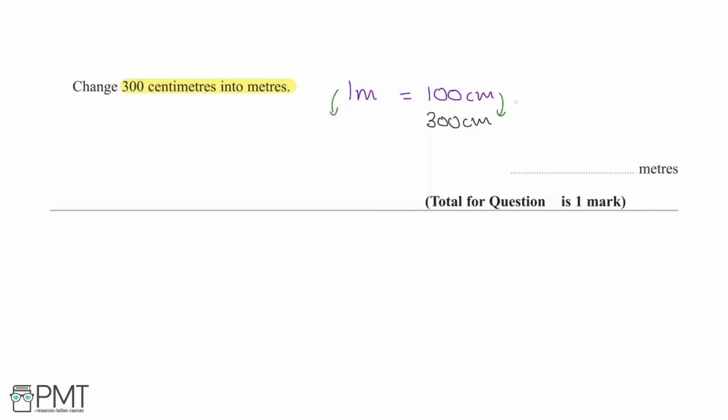So what did we multiply 100 by to get 300 on the right hand side? Well, to find this, it is 300 over 100. These hundreds cancel, so we're left with 3 over 1, and this equals 3. Which means on this side we're going to multiply by 3 to get 3 meters. So we can write that as our answer here. This question is worth 1 mark and you get 1 mark for the correct answer.